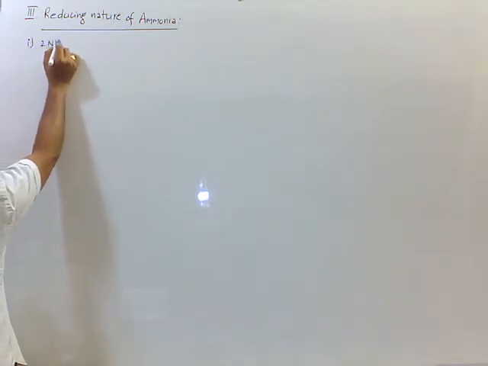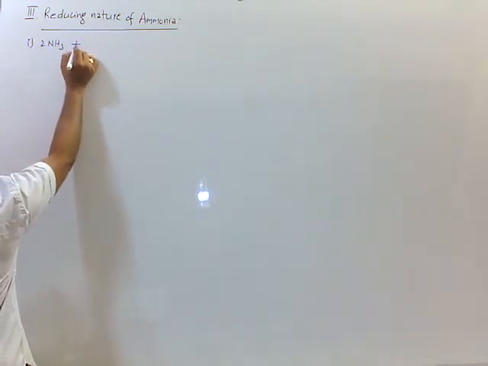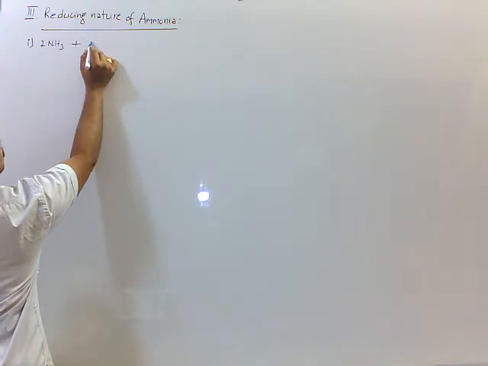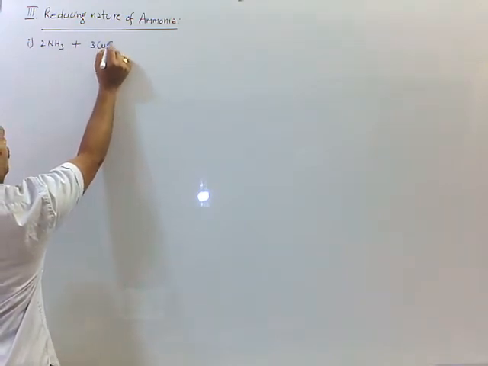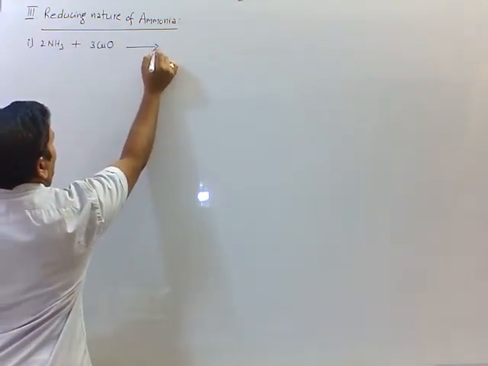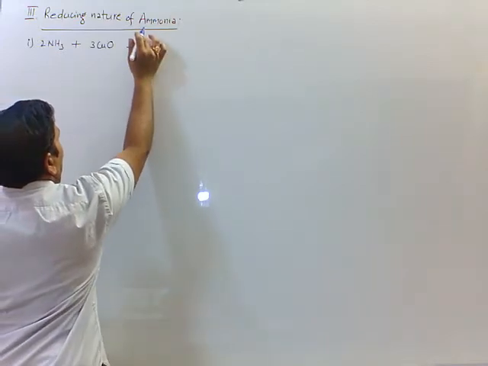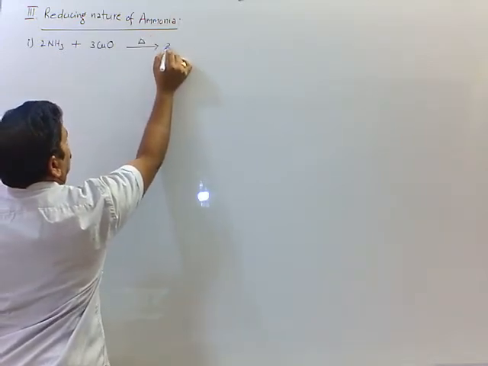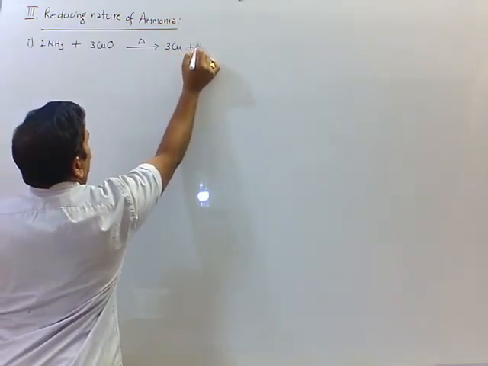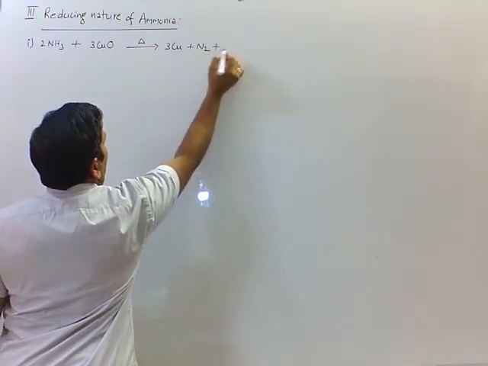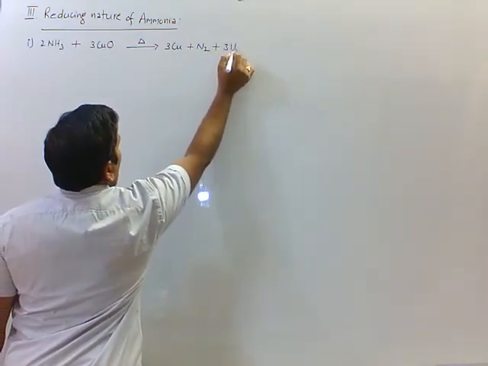2NH3: ammonia reduces cupric oxide to copper metal on heating. 3Cu plus N2 plus 3H2O.